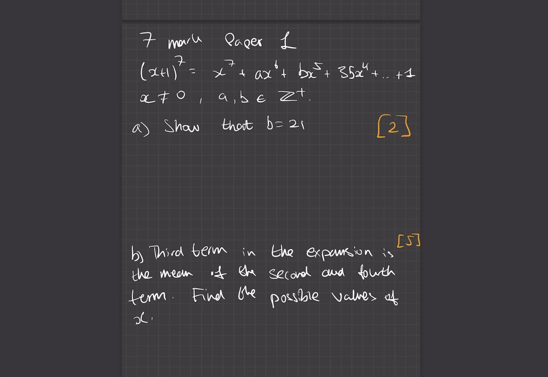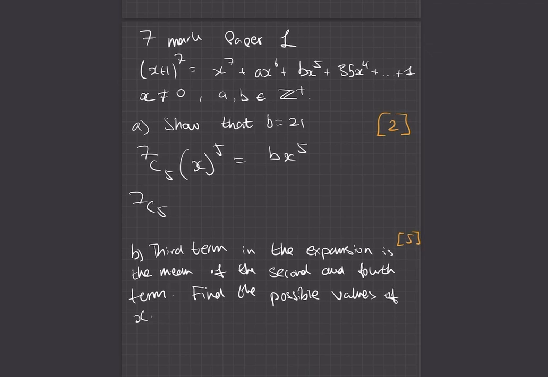And it's telling us to show that b is equal to 21, and the way I would do this is I would just find the equivalent term in the left-hand side and then just equate them and solve for b. So in the left-hand side, the coefficient of the x to the fifth term would be 7 choose 5 of x to the 5, 1 to the 2. But 1 to the 2 is just 1, so we can get rid of that. And this is equal to b x to the 5. We can cancel the x to the 5s, so it means 7 choose 5 is equal to b.